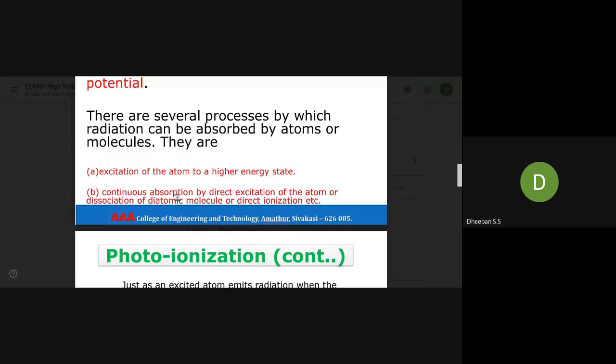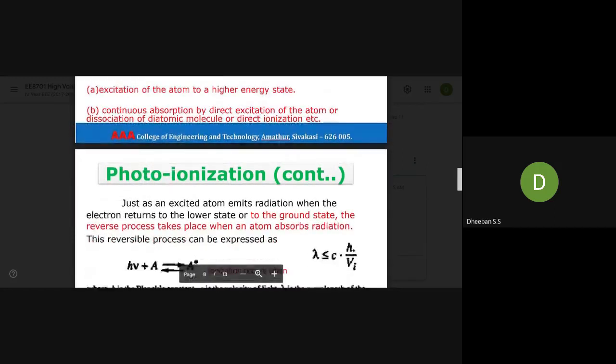The second thing is continuous absorption by direct excitation, direct excitation of atom or dissociation of diatomic molecule. So this is another process. Continuous absorption by direct excitation refers to the atom absorbing a large amount of energy continuously. In general, what happens is the molecule will be separated.